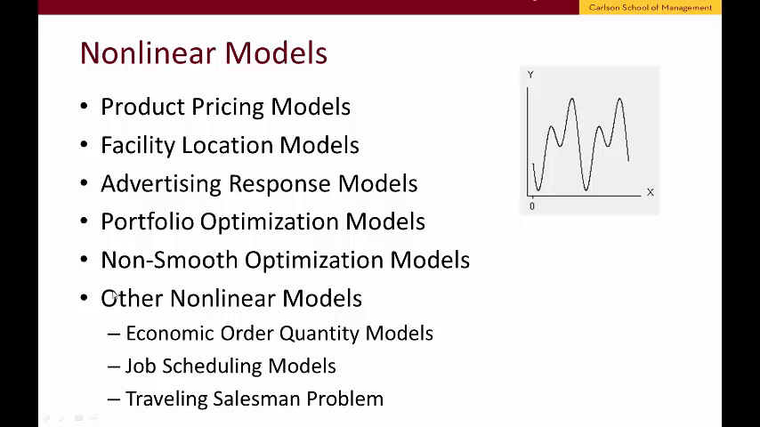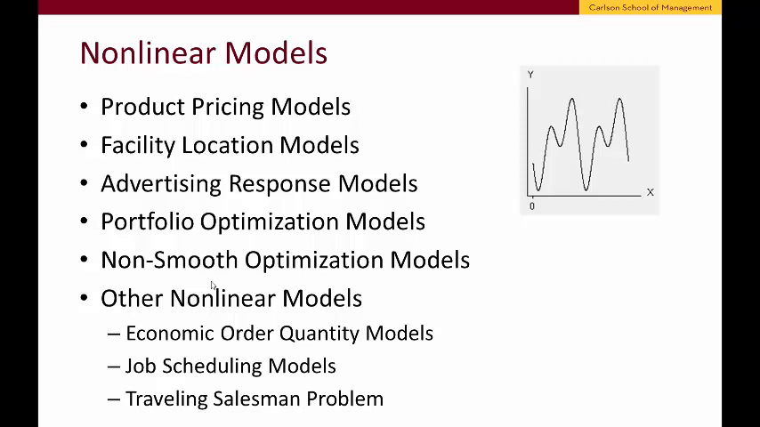From product pricing to portfolio optimization, what all these models have in common is that some aspect of the model formulation involves nonlinear functions, such as quadratic, power, or exponential. In addition, the non-smooth problems involve one or more of the non-standard Excel functions, such as IF, SUMIF, COUNTIF, VLOOKUP, INDEX, etc., all of which disrupt the smoothness of the quadratic, power, and exponential functions.